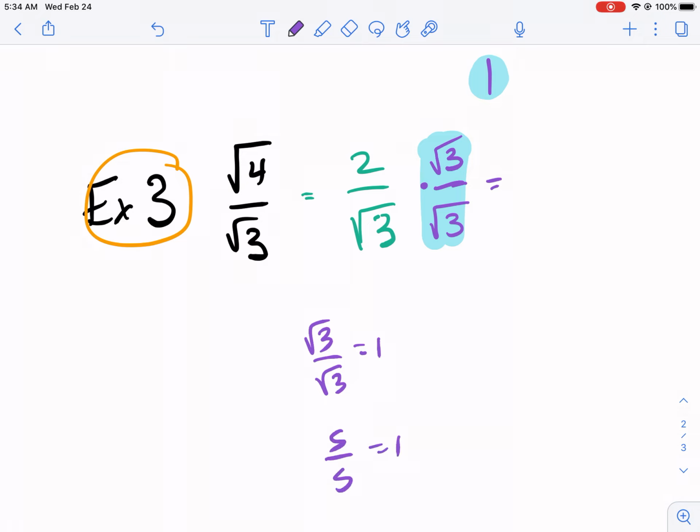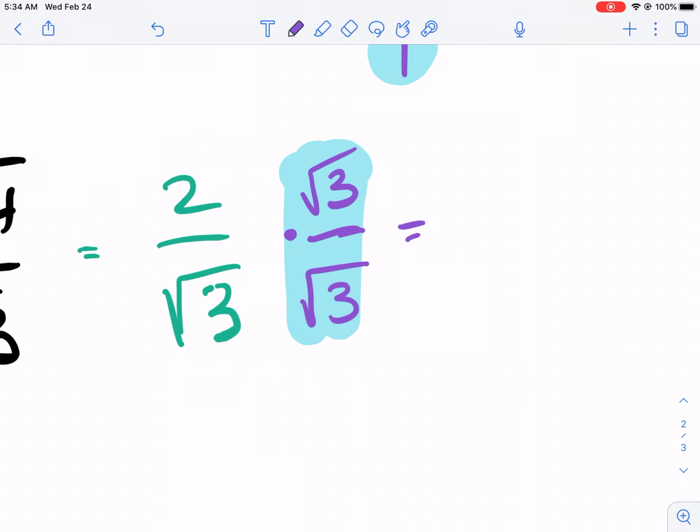5 divided by 5 is 1. 12 divided by 12 is 1. Anything divided by itself is 1, and you can multiply it by the top and bottom, and you're fine. It's just like simplifying fractions. Okay, so let's see what that does.